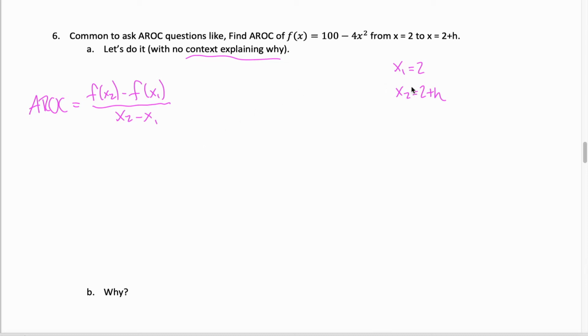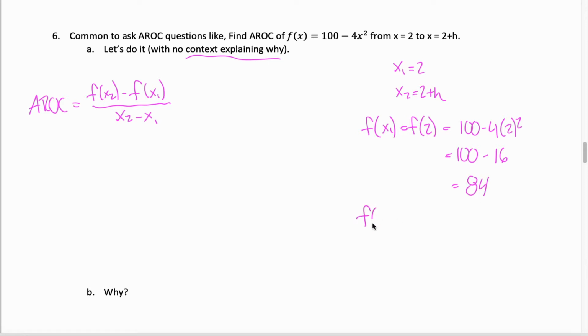So to figure out the average rate of change between these two strange x values, I just need to know what are their two corresponding f of x values. F of x1 I would get by putting 2, which is what x1 is equal to, into this function f of x. Well, let's see. I guess that would be 100 minus 4 times 2 squared, a calculation that I think I already did in a previous video. 2 squared is 4. 4 times 4 is 16. So it's 100 minus 16, or 84.